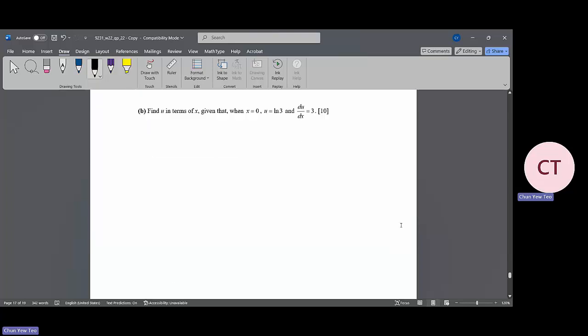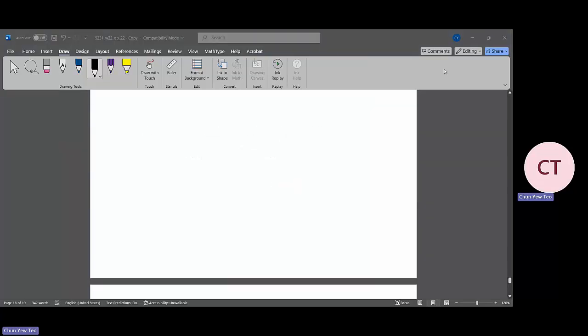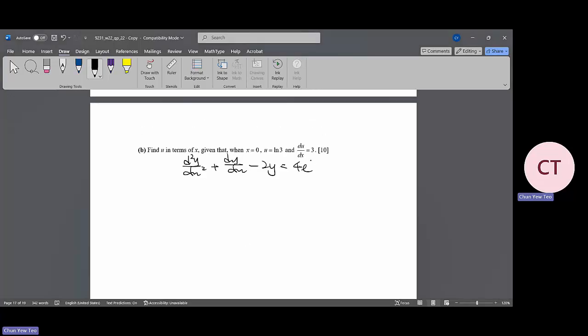Okay, so now we move on to part B. Find u in terms of x. It's given that when x equals 0, u equals ln 3 and du/dx equals 3. So from here, you get d²y/dx² plus dy/dx minus 2y is equal to 4e^(-x).